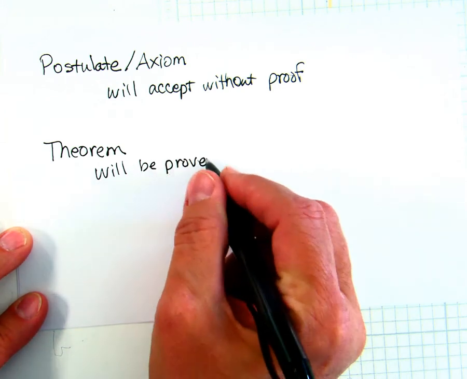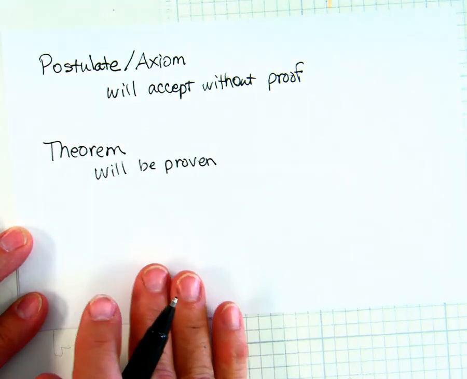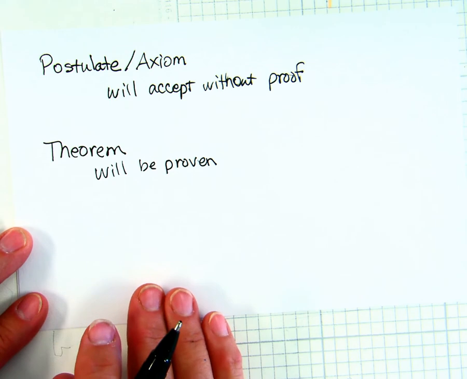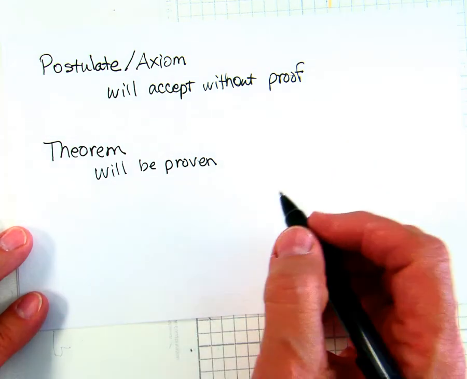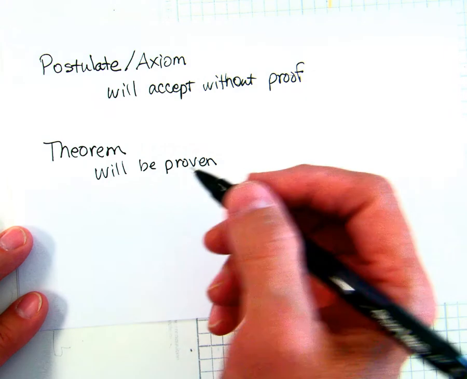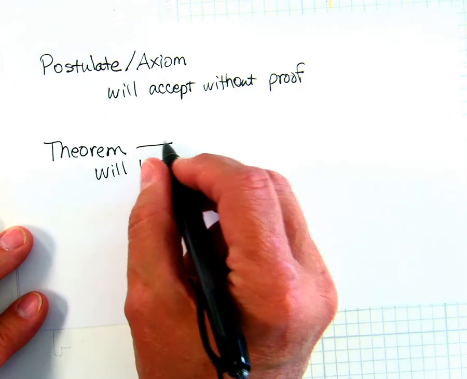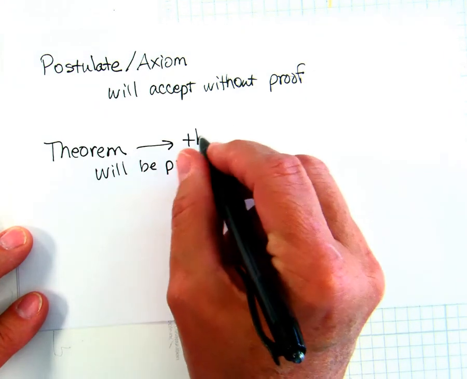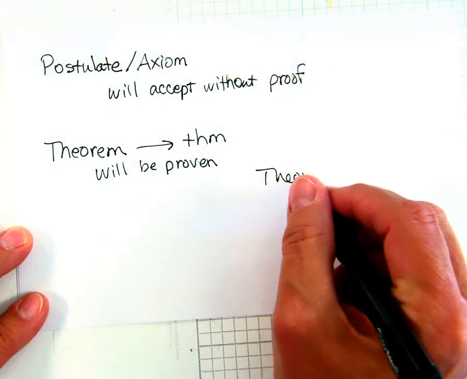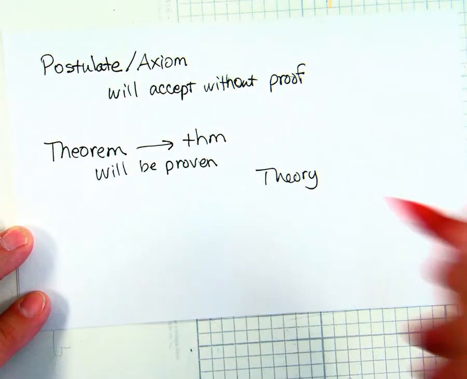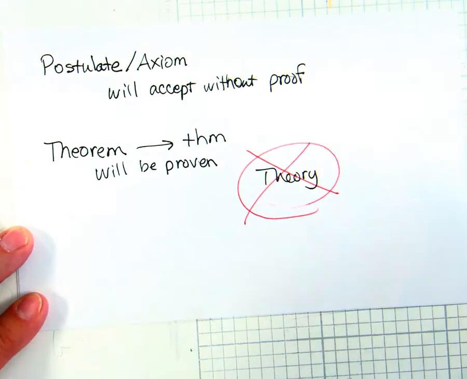We'll have a lot of theorems, just a few postulates, but a lot of theorems in this class, and most of the theorems we'll either prove or we will at least demonstrate. A pretty much well-used abbreviation for theorem is THM. You're welcome to use that abbreviation if you want to do it. Notice that this is not the word theory, so please don't use the word theory.